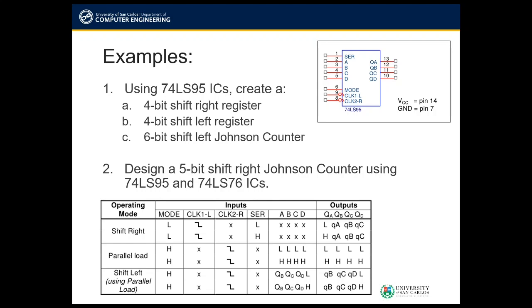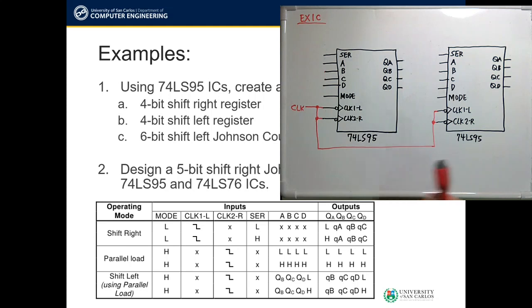So next we have example 1C. This time we now have a 6-bit shift left Johnson counter. Since the 74LS95 IC is just 4-bit, we need 2 of them so that we can meet the 6-bit requirement here. So here we now have our 2 74LS95 ICs, and we have to identify which one is in the leftmost part and the rightmost part.